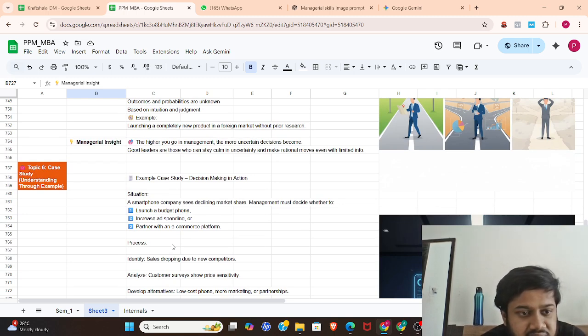Now, topic 6, case study. It is about understanding through example. Let's discuss this example very carefully. Example case study. Decision making in action. Situation. A smartphone company sees declining market share. Management must decide whether to launch a budget phone, increase ad spend, or partner with an e-commerce platform. We understand the problem. There are three alternative solutions to it, strategies, and we basically collected data as well.